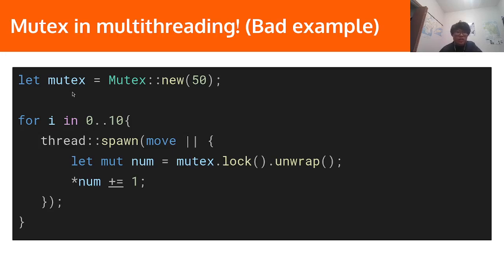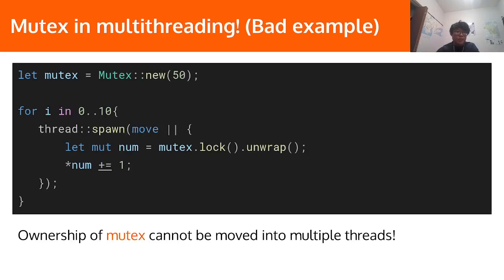The real problem here is how are we going to actually let 10 different threads have ownership of the same mutex? Because that's what we want. We want 10 different threads to have ownership of the same lock, so that when they unlock, they will be working on the same data.